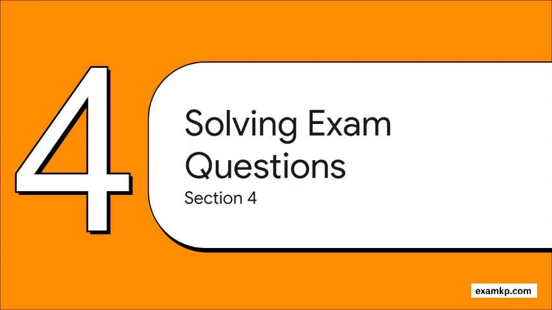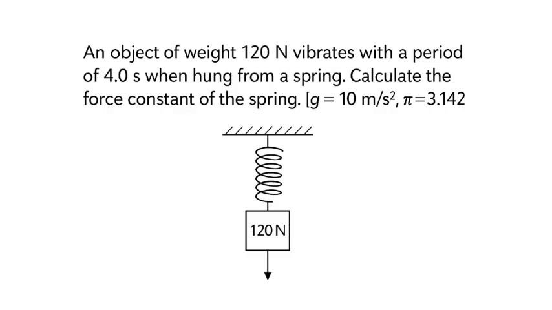First up, let's look at this WAEC question from 2019. We have an object that weighs 120 newtons and is vibrating with a period of 4 seconds. Our job is to calculate the spring constant K. Now, before I show you the solution, just take a moment and think. What's the very first thing you need to do here?